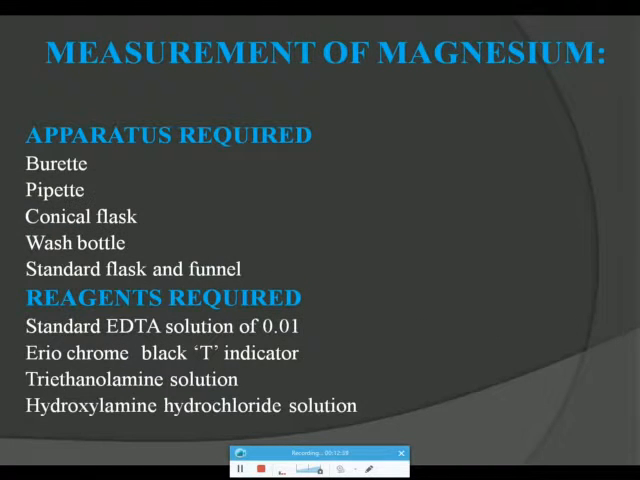Measurement of magnesium. Reagent required: standard EDTA solution of 0.01 M, Eriochrome Black T indicator. Procedure: take a suitable aliquot of solution of the material, expected to contain approximately 10 to 30 mg of calcium and magnesium combined oxides, in a 500 ml conical flask.